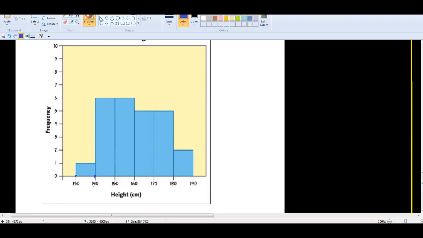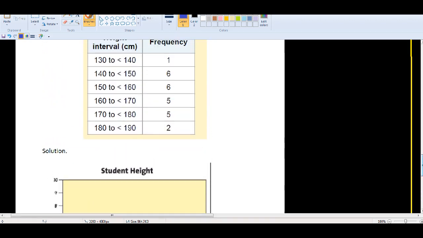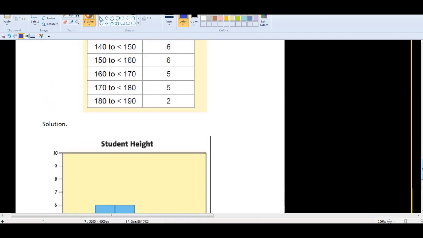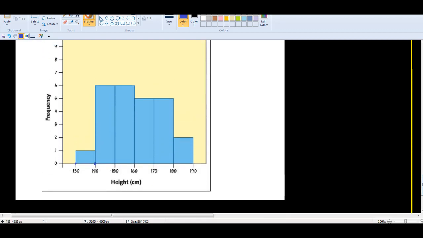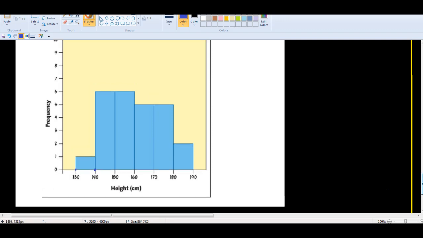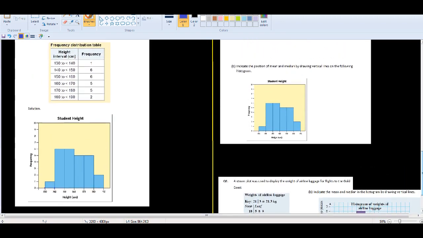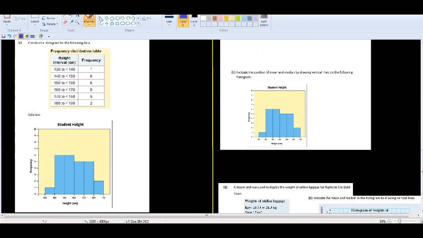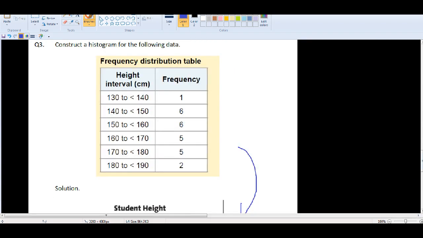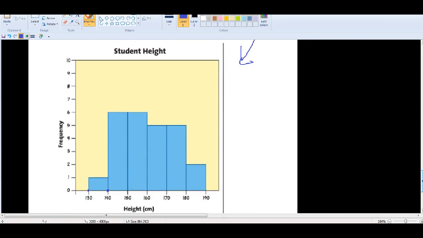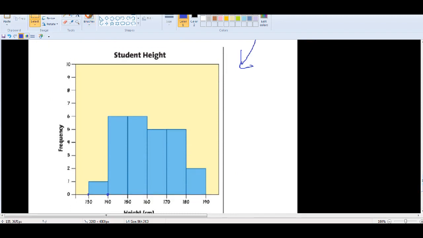And the second bar would be 140 to 150. The first bar, the height should be 1 because the frequency is 1. Second bar 6. That's it. So that's how we sketch that graph. Can you see that? All right. So from the table to the histogram, that isn't too difficult, right?